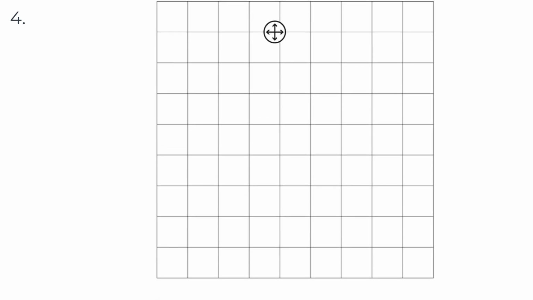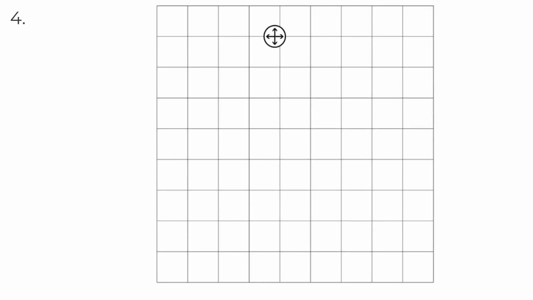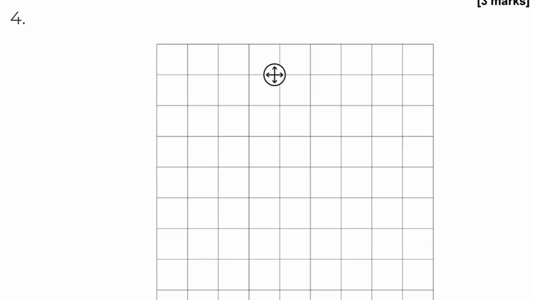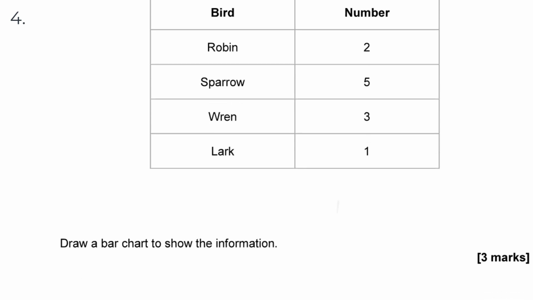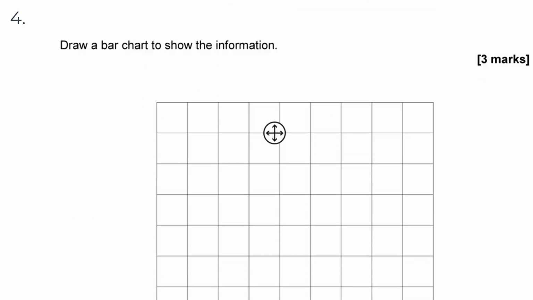Okay, so with a bar chart we need to have the frequency up the side, and we can have the names of the bird along the bottom. Now this is discrete data, so our bars should not be touching when we draw these bars. You need to have a space between each one. Okay, so let's start off by drawing the axes.